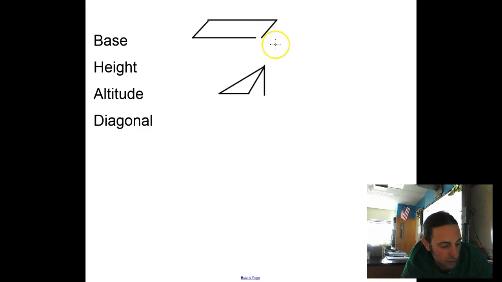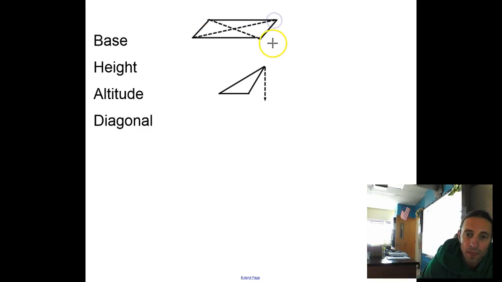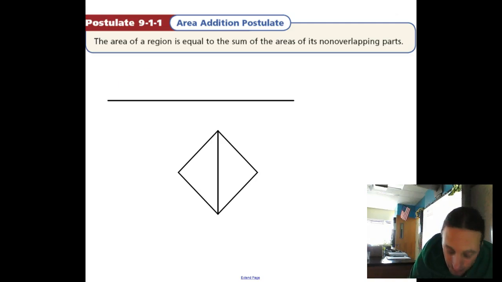Hey, that didn't work. My height is an altitude. So what I'm doing is I'm connecting a vertex to the base. So right, if I extended this line, you would see that that is my height. And that's what an altitude is. A diagonal then connects two vertices that are not adjacent to each other. And those are some key concepts for this lecture here.